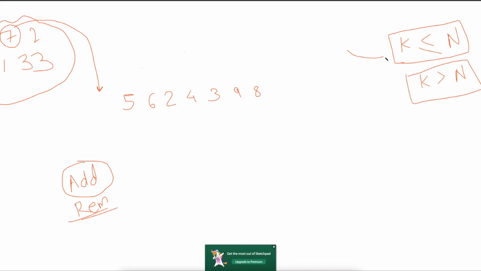Now let's first analyze the first case where k is less than or equal to n. When k is less than or equal to n, what can we do? We can either perform k removals, or we can perform some removals and then some additions. Now, with this argument where we are saying that we will add only the largest element, it will make sense to maximize this largest element from the array, right?